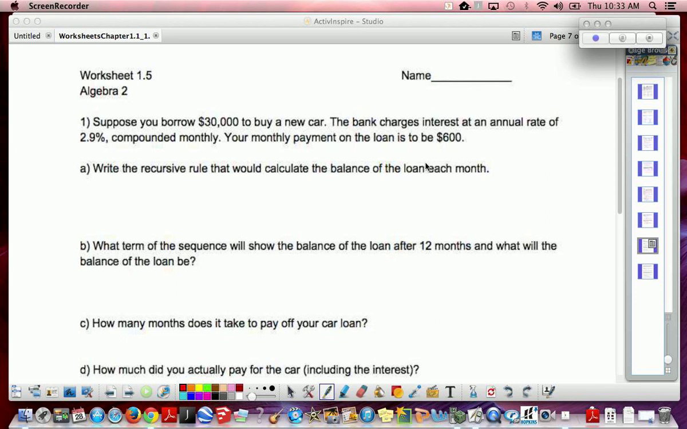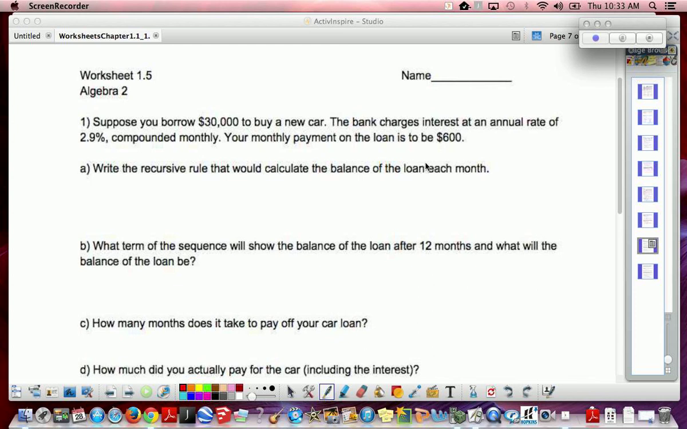At the 1.5 worksheet, first page here, a couple application problems. To me, these are kind of the nuts and bolts of what we've been learning in this unit. So on the first one here, it says, suppose you borrow $30,000 to buy a new car. The bank charges you interest at an annual rate of 2.9% compounded monthly. Your monthly payment on the loan is to be $600.